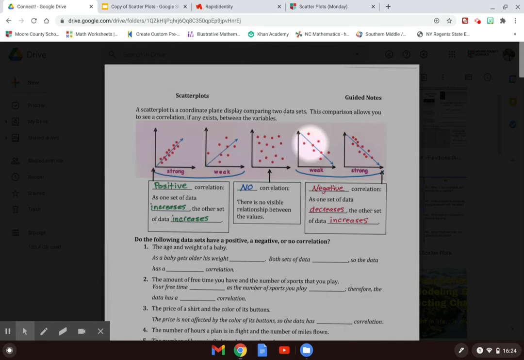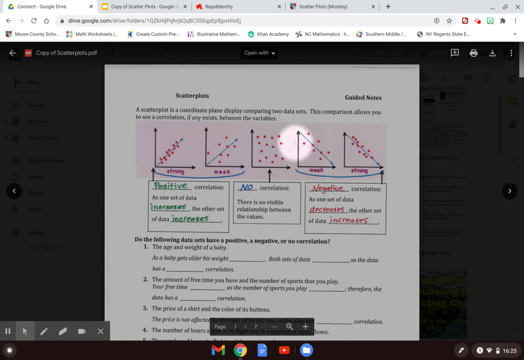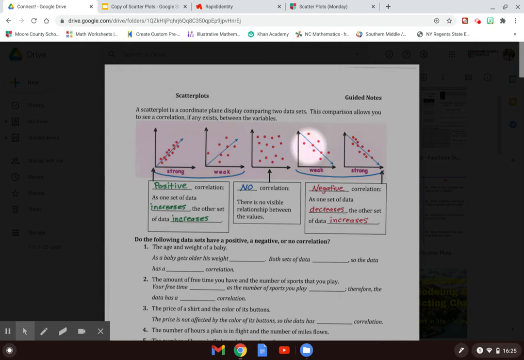So we call that a weak correlation, whereas here, our points are close together and close to the line of best fit, so we call that a strong correlation. Now, when you're looking at your negative correlation, you need to keep in mind that as one set of data decreases, the other set of data increases. Okay? So if you look over here, here's my y-axis. My y values are decreasing, but my x values are increasing or getting higher.